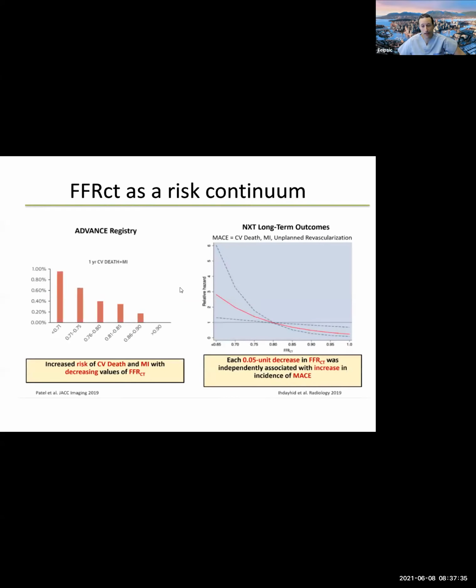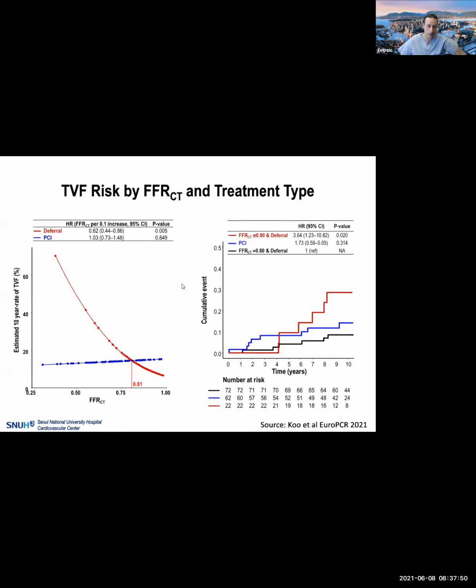Well, we've seen the same thing from FFRCT, from Abdul Adahid in the 5-year NXT data and Manesh Patel from the 1-year data: the lower the FFRCT, the higher the risk. And then recently, actually 2 weeks ago, from Professor Koo from the 10-year outcome of DISCOVER-FLOW, look at this very figure. The almost exact same figure, obviously much smaller cohort. You could see that as the FFRCT goes down, the risk goes up, and the risk associated with deferral goes up drastically, and the benefit of revascularization also goes up.